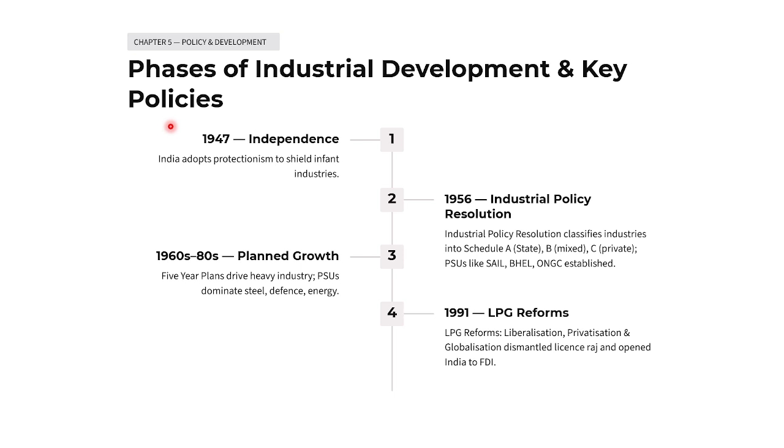In 1956, the Industrial Policy Resolution classifies industries into Schedule A (state), Schedule B (mixed), and Schedule C (private). So public sector units like SAIL, BHEL, ONGC were established through this Industrial Policy Resolution of 1956. Then from the 1960s to the 1980s, planned growth: the first five year plan drove heavy industry, and public sector units dominated steel, defense, and energy.